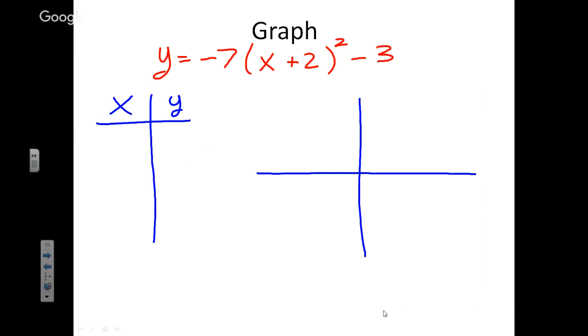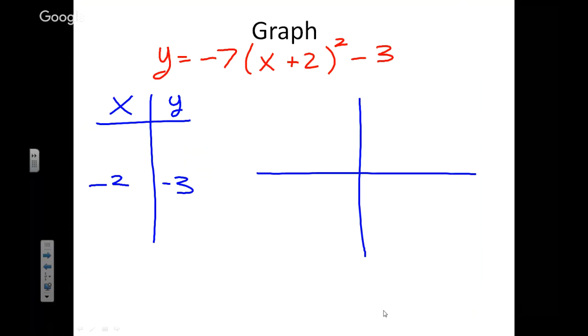what do you think the most important point would be here? Okay, no? 90% of the time, the answer is the vertex. What do you think the most important point is? -2, -3, aka, what is that? The vertex, okay? Finding the vertex.